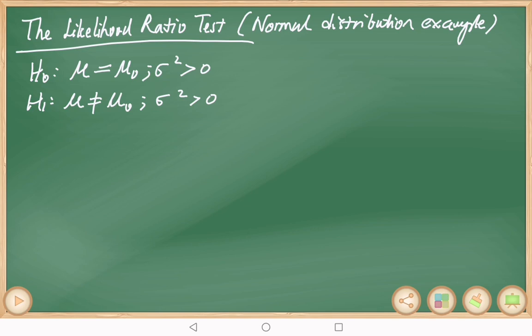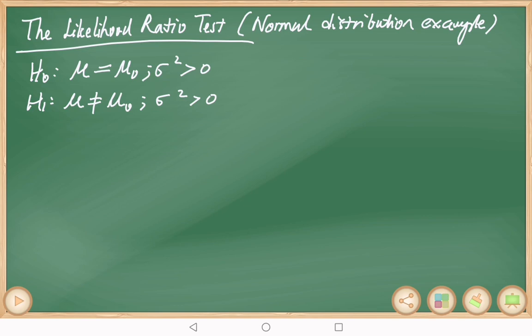So in this short video, I'm going to explain how the likelihood ratio test can be used in the case of a normal distribution example, where we're interested in testing a null hypothesis of mu equals a specific value mu naught against the composite alternative hypothesis where mu is not equal to mu naught. In both cases, we will let the variance be unspecified.